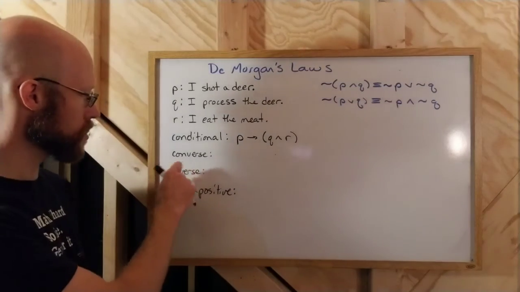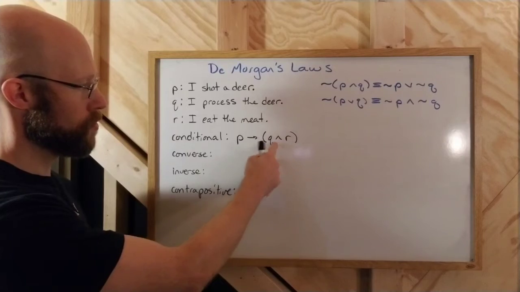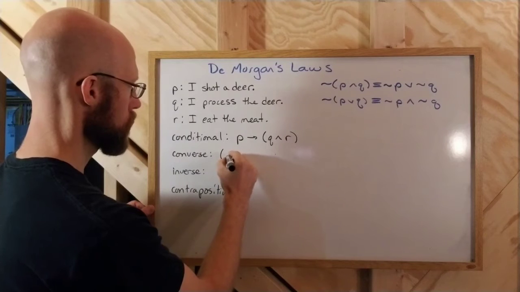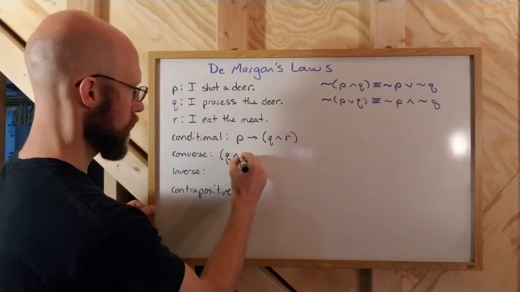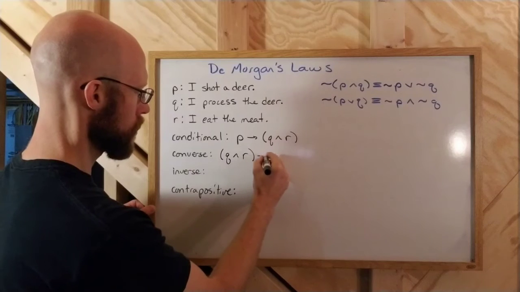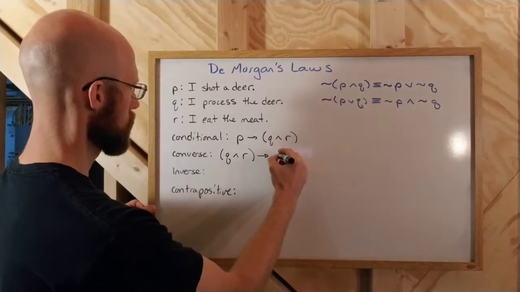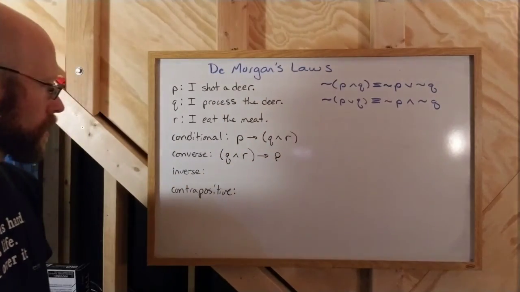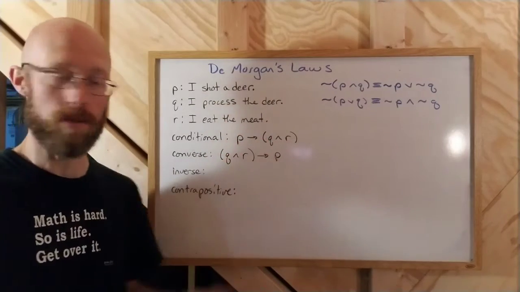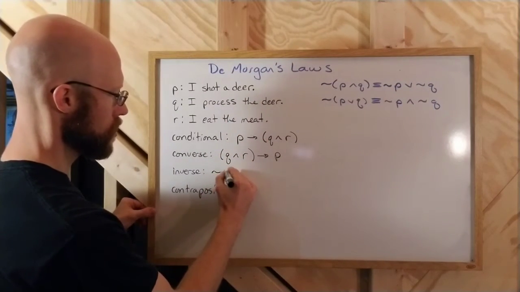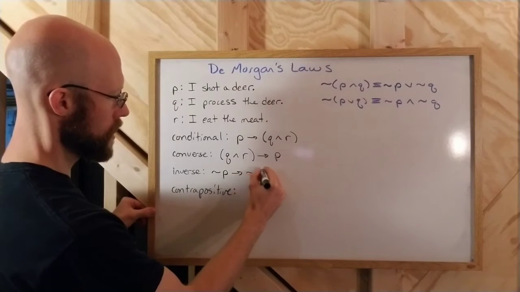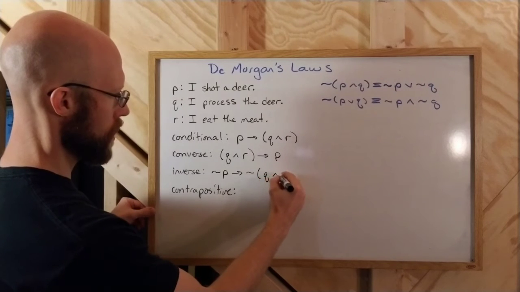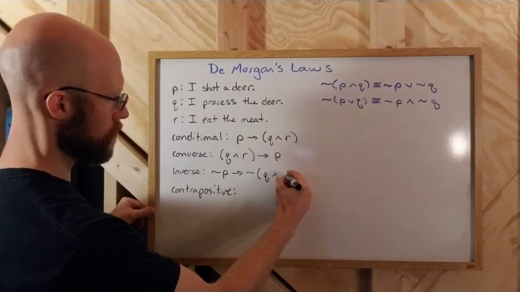Now remember, the converse occurs if you reverse the order. In other words, you would say, if I process the deer and eat the meat, then I shot a deer. And that would be the converse, okay? The inverse is just negating the two. So you'd say, if I did not shoot a deer, then I do not process the deer and eat the meat.